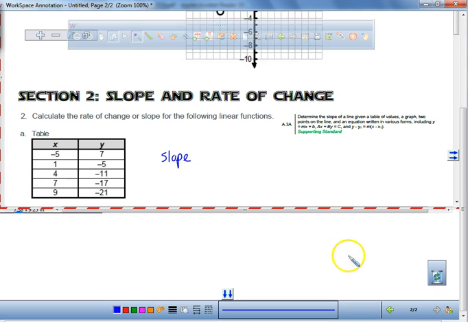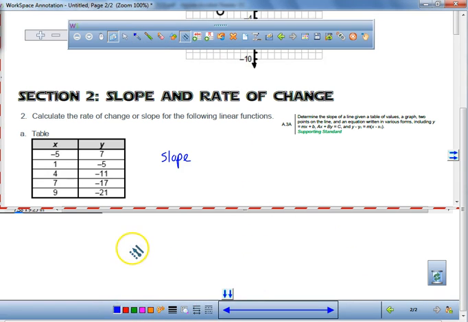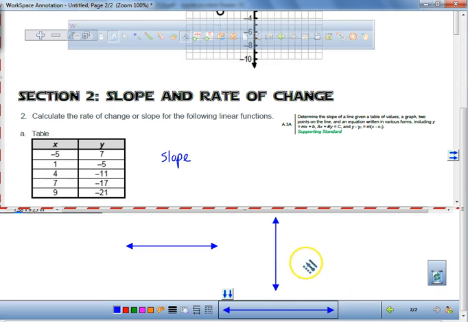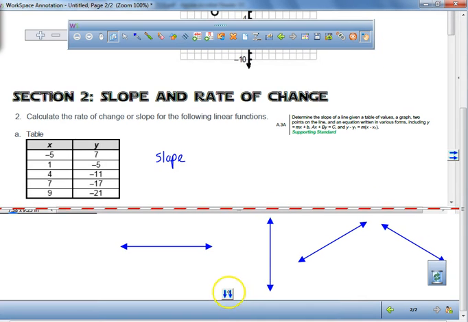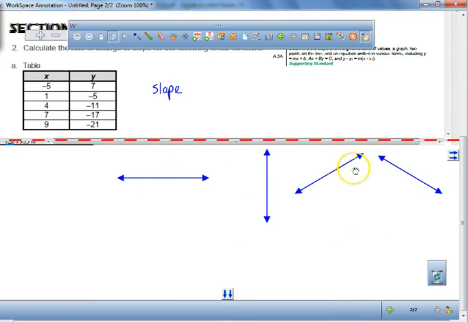Write the word slope. Okay? We're going to talk about the 4 different types of lines you can see. You can see a horizontal line. You can see a vertical line. You can see a line going up from left to right. You can see a line going down from left to right. So when we talk about slope, we're going to be talking about each of these and what they mean.